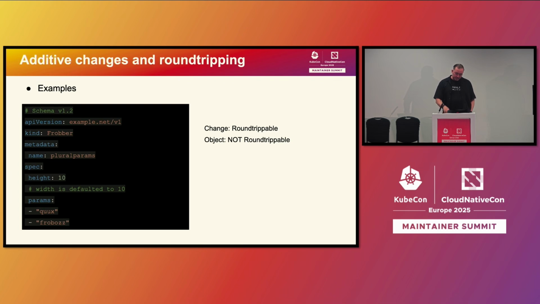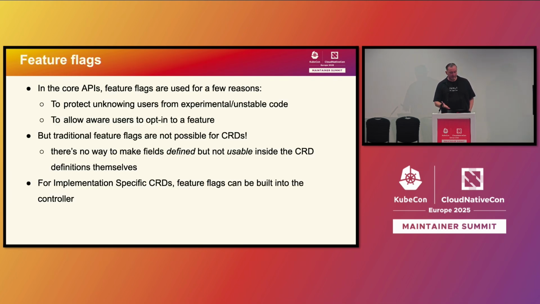Okay, so in the core, we have access to feature flags. You can use feature flags to stop people from using code that they're not expecting to, but at the same time to allow people who are expecting or wanting to try out that code to opt into it. Right? So again, that's what feature flag means. But traditional feature flags aren't possible for CRDs, because there's a single instance of the CRD, and there's no way to make fields defined but not usable in a CRD.